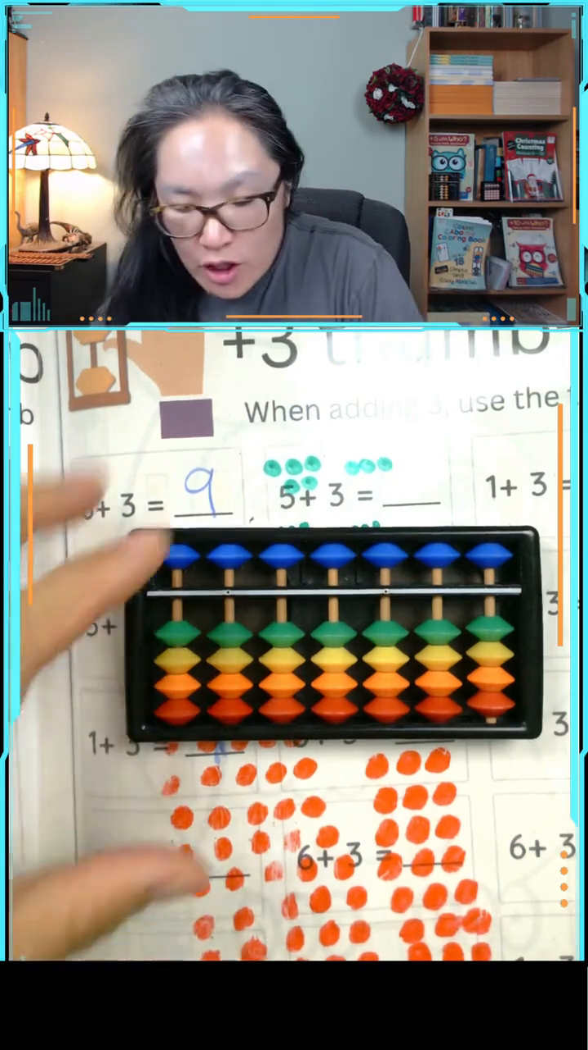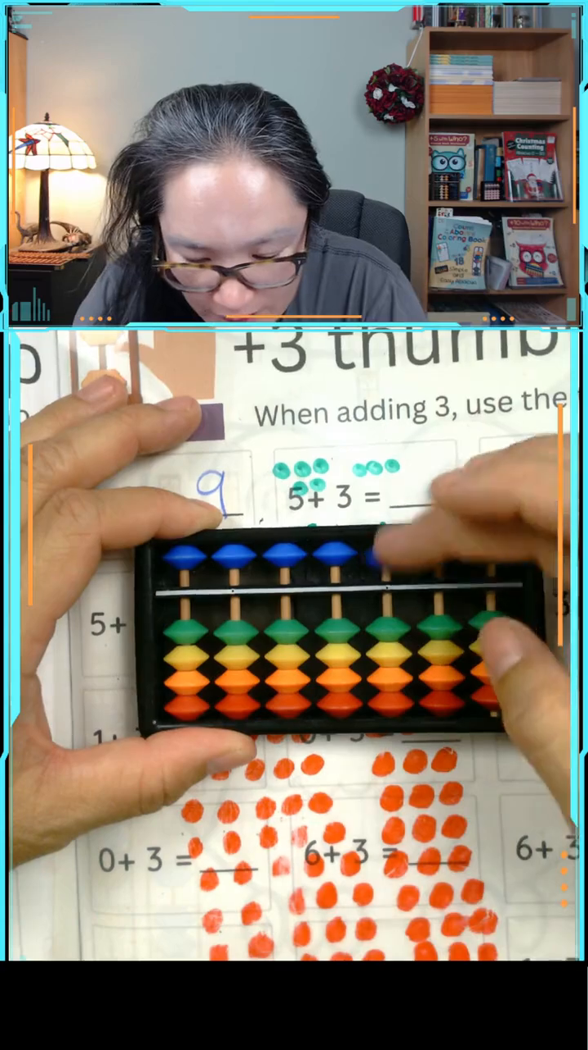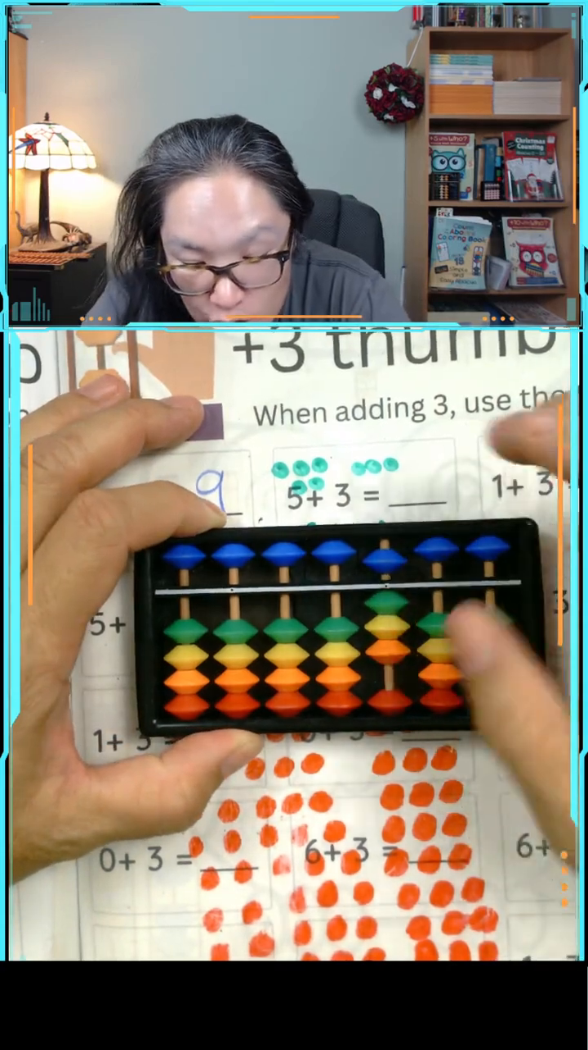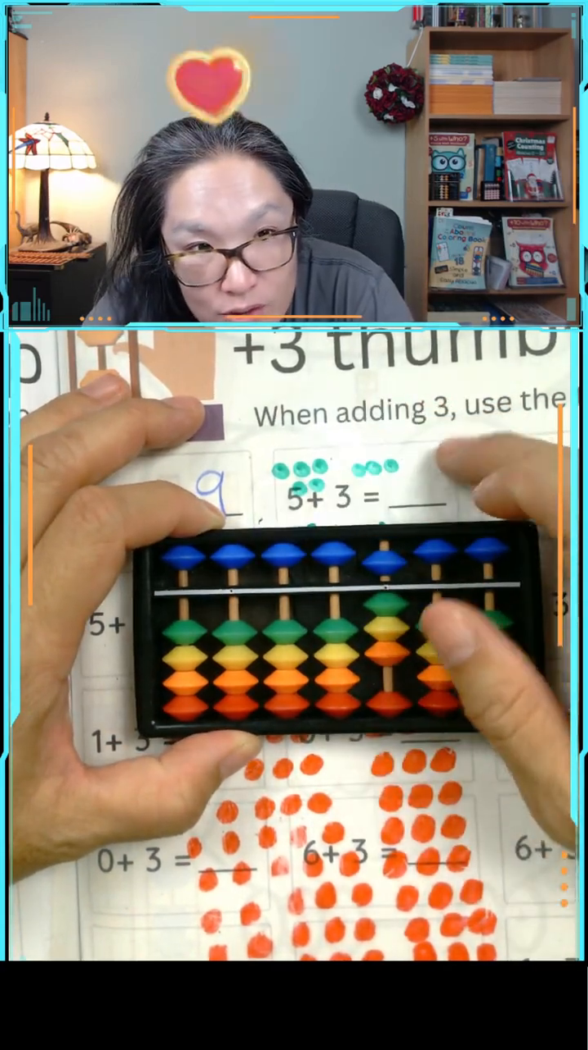Okay, we're going to continue on. So we want to add the 5 to the abacus. We add the 5 to the abacus. We want to add the 3. You could do the dots, not a problem. Just like in mainstream math, you could do the dots.